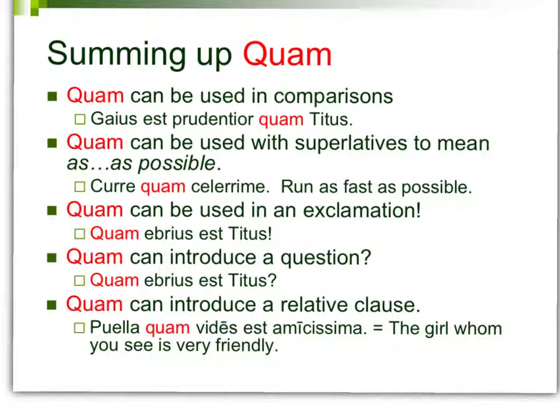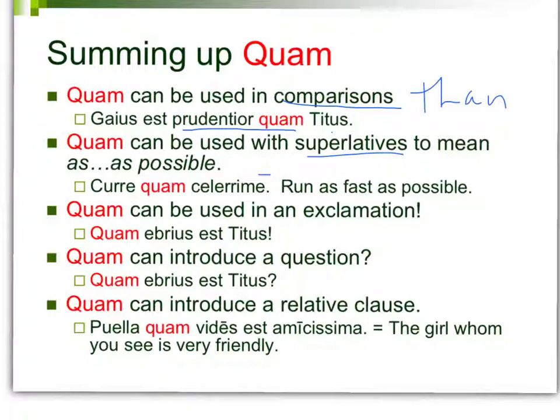Okay, here we can sum up the 5 uses of quam. Again, it can be used in comparisons, and it means than. So Gaius est prudentior quam Titus. Gaius is wiser than Titus. Number 2, quam can be used with superlatives to mean as blank as possible. So in the phrase curre quam celerrime, run as fast as possible, i.e. as quickly as you can.